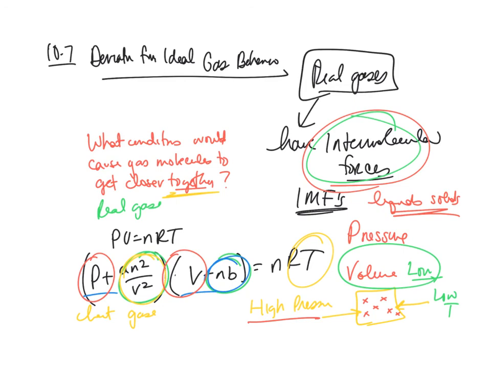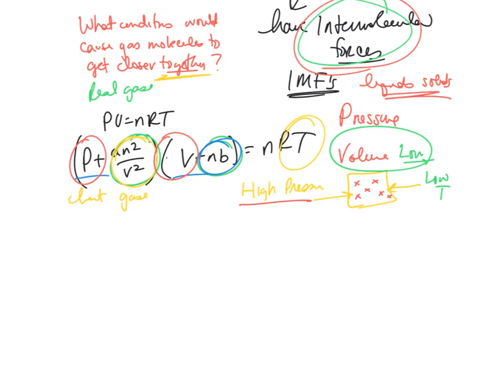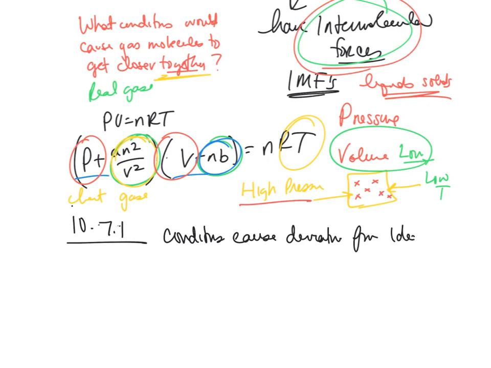So let's do checkpoint problem 10.71. And you do not have to do 10.72 because we're not going to use calculations on these last two sections. So just know how to do your math on the other ones. Okay, which of the following conditions cause deviation from ideal behavior? And it says check all that apply.